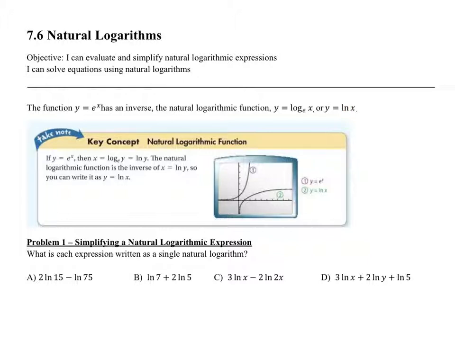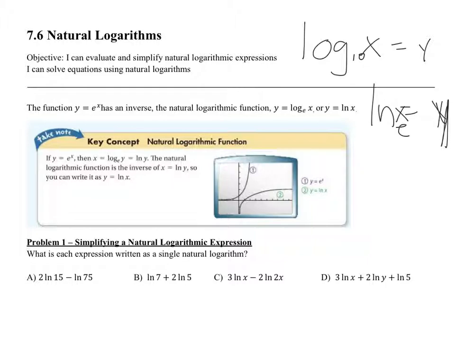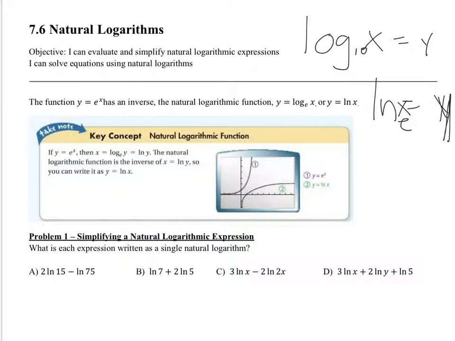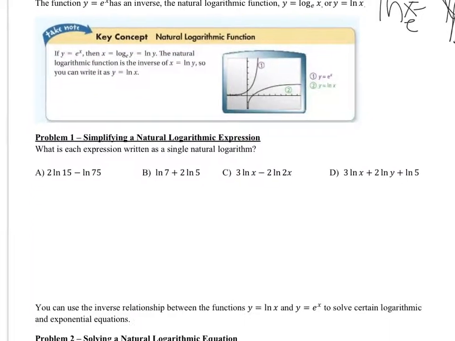Normally when you just see a log of x equals y, my base here would be 10. If I see a natural log of x equals y, my base is e. So natural log is the inverse of e. This would be if I were to graph the two functions. Now everything that we do with log is the exact same properties as natural log and solving.